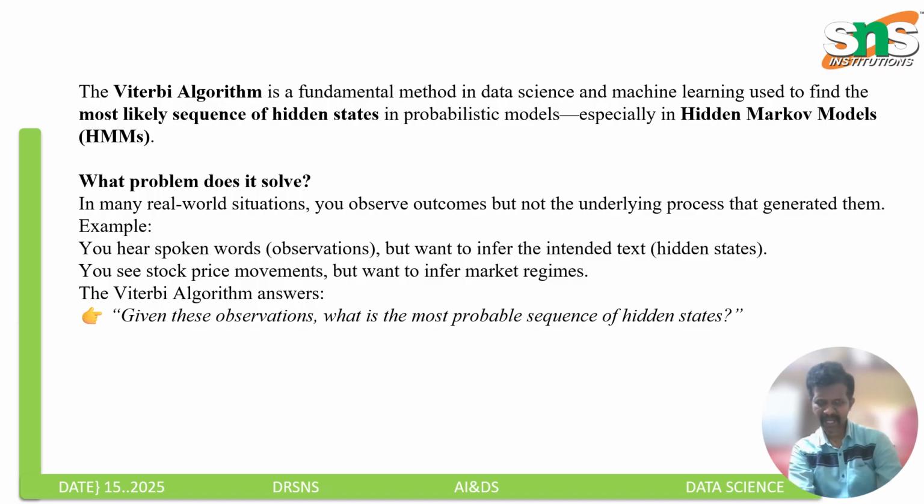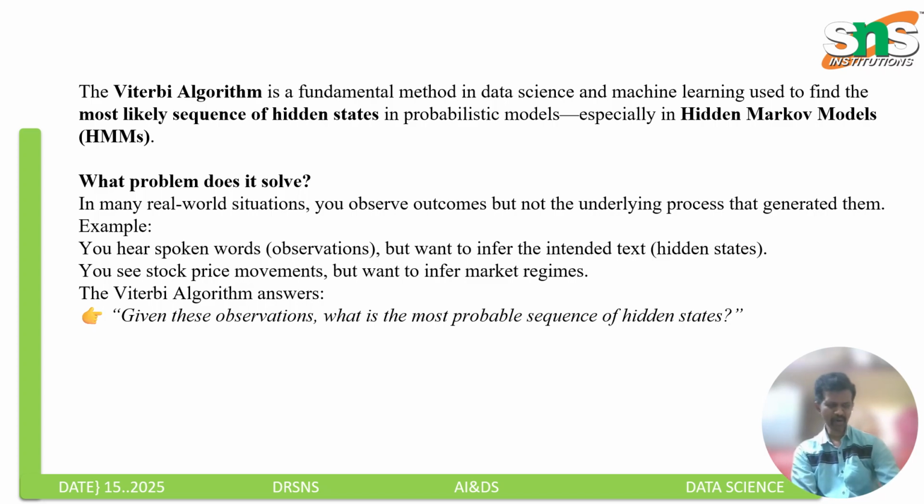So here, by giving this information, we can clearly identify that it is a method which is used in data science and machine learning. Why we are using this method is in order to check the information where we can get the most likely hidden value sequence, that is in probabilistic models, especially in hidden Markov models. So that is the basic information.